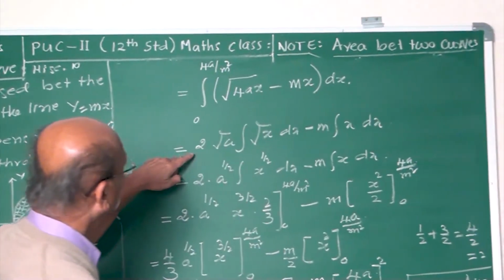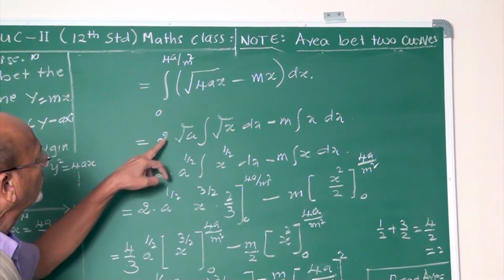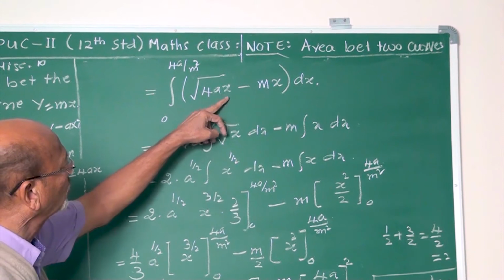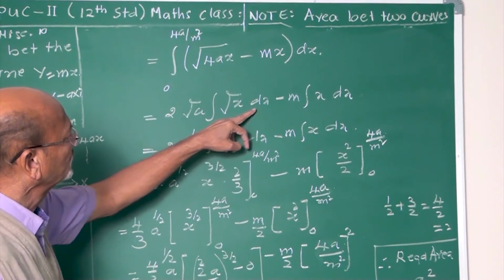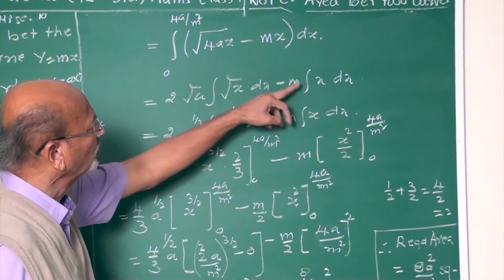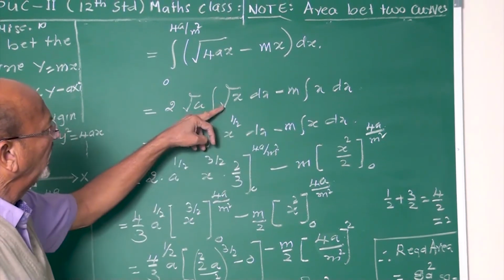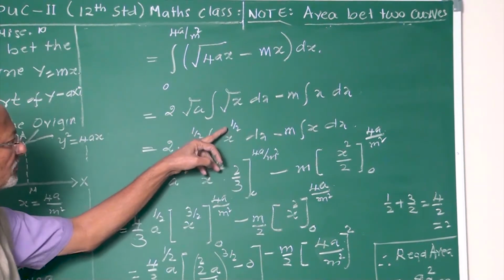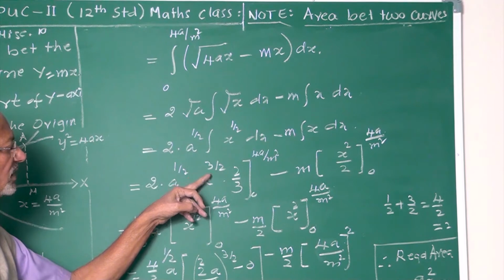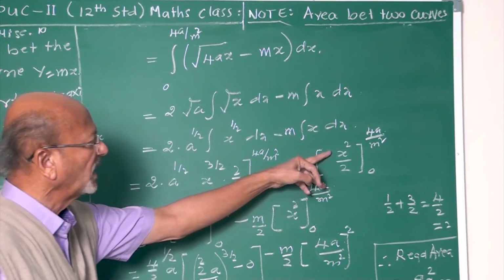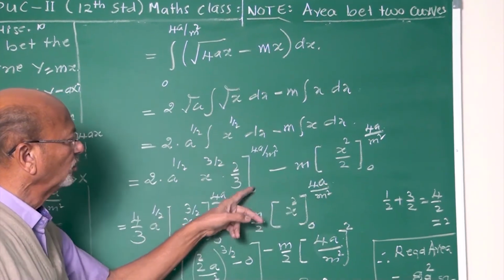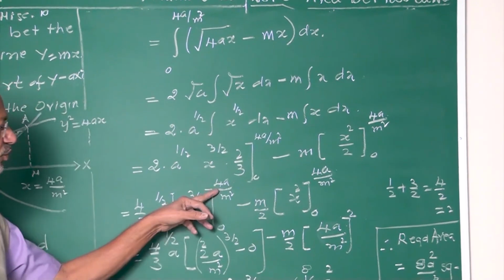The rest is integration. Square root of 4 is 2, so 2 root a, root x, integration with respect to x. M is out, integral of x. You know the integral of x to the power half: add 1, divide by the same. Lower, upper: put x equal to the upper limit.